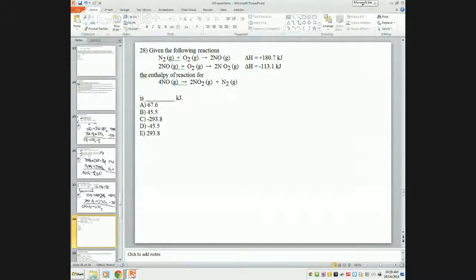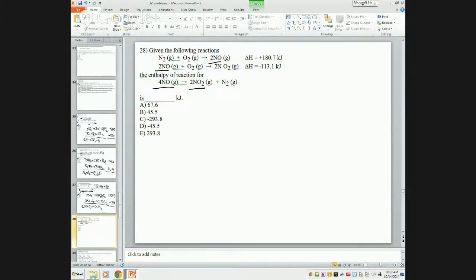All right, number 28. Given the following reactions, blah, blah, blah, the enthalpy of a reaction for this is blank. So it's the same thing, but different, right? So I'm going to look, well, I want 4NO as my reactant. So I'm going to look for NO in my equations. And there's a couple of places there that I can get that. So I'm going to maybe hold off on that.